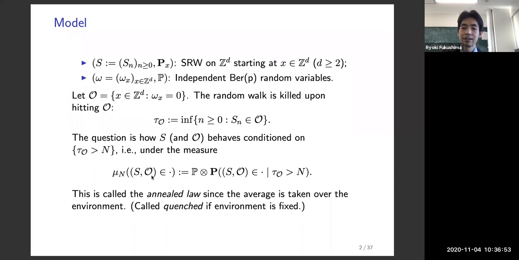The random walk feels the effect from the environment, but on the other hand, the obstacles also feel some effect from the random walk. Anyway, you will see it later. So it's a model of random walk in random environment.